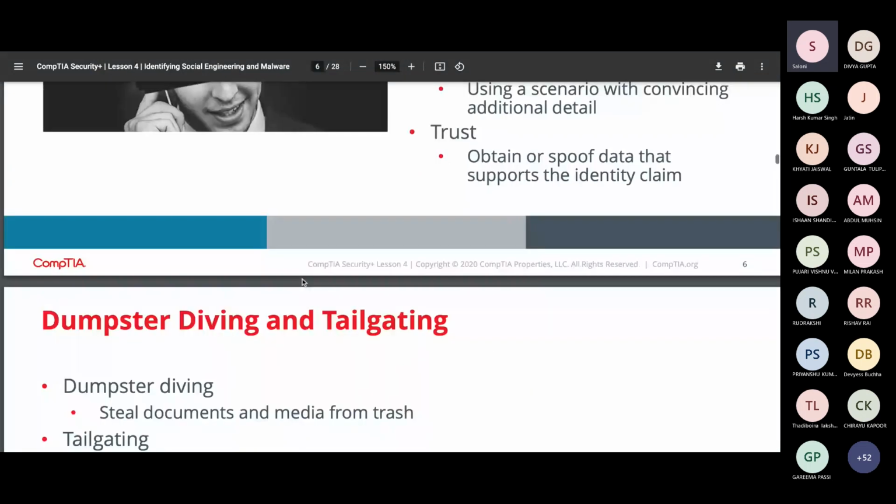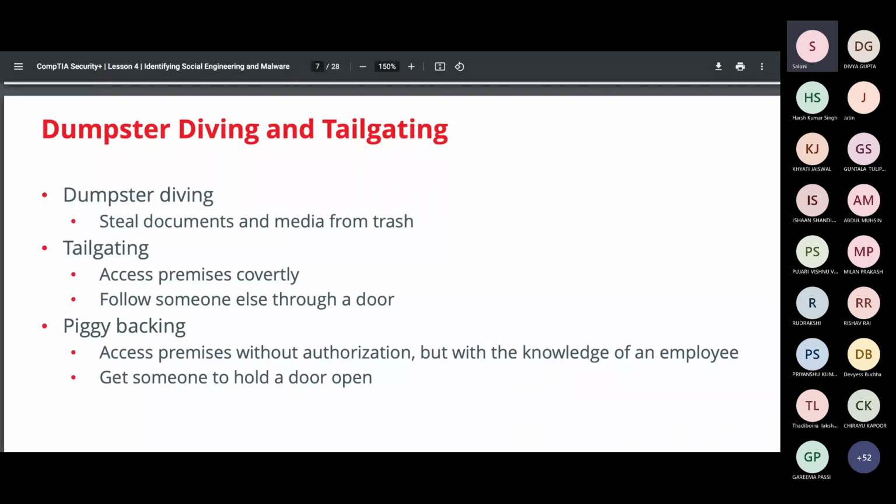Then we have dumpster diving and tailgating. Dumpster diving, what will that be? Do you understand the meaning of dump, the things we have dumped, thrown away? So dumpster diving refers to combing through an organization's, or it could be an individual's, garbage to try to find useful documents or even files stored on discarded removable media. The things that are dumped by the organization or the individual are basically garbage for that organization or individual.